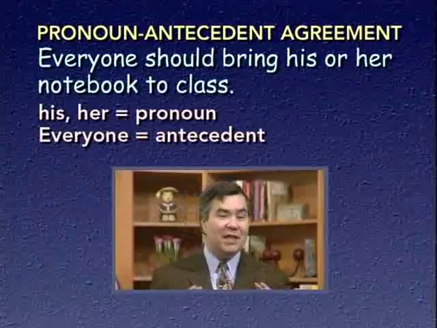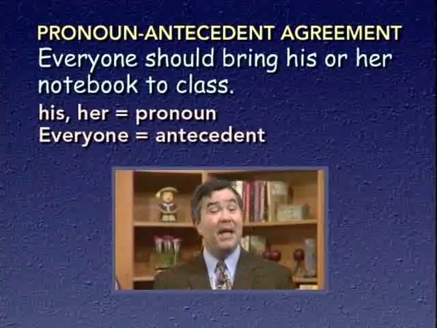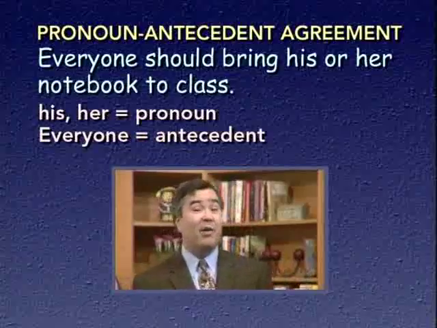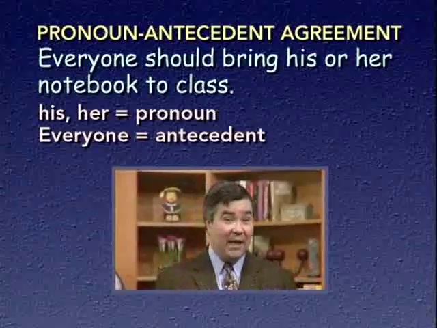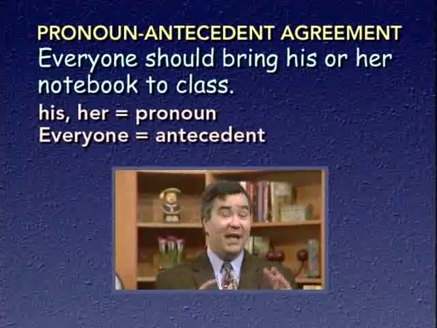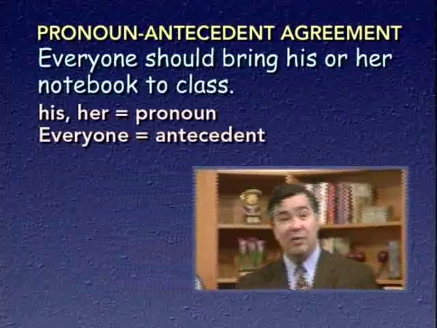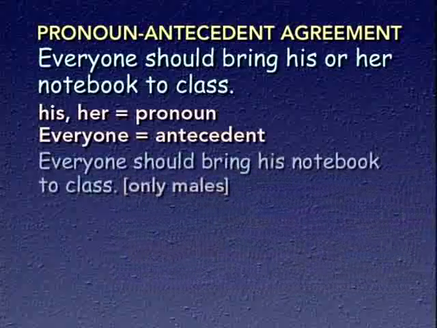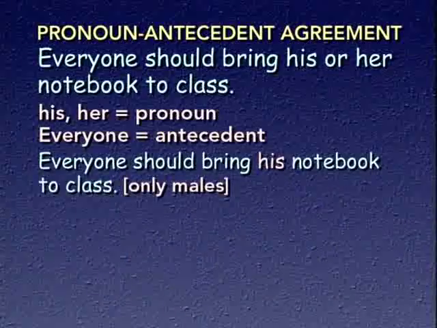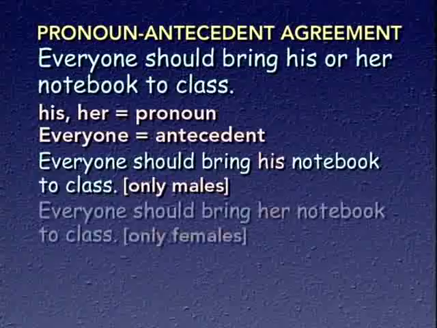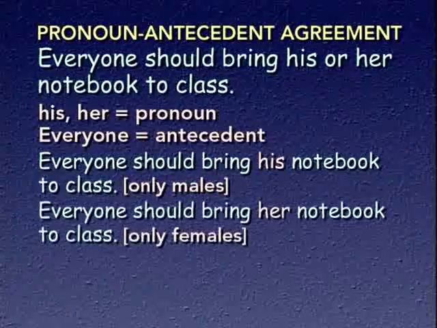Now, this might be false in a specific circumstance. For instance, suppose this happened to be a class made up of nothing but men. Perhaps it's a class on how to be a better father, in which case we would know that everyone in the class is a male, and we could assume then that everyone refers only to males. And we would write the sentence differently. We could say, everyone should bring his notebook to class. On the other hand, it could be a class made up only of women. It could be a class in auto repair for women. If everyone in the class were female, then the sentence could correctly read, everyone should bring her notebook to class.